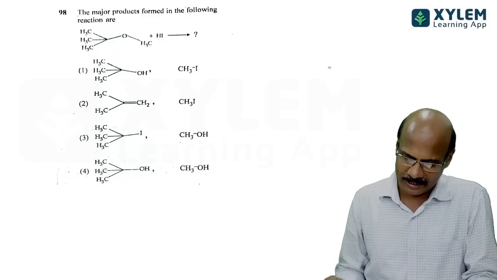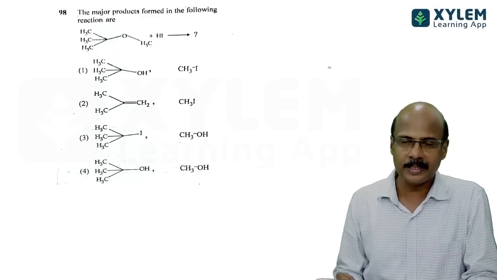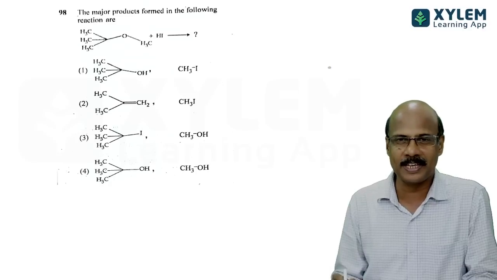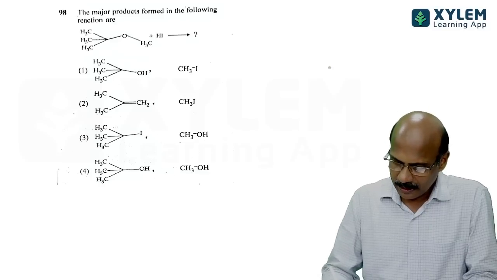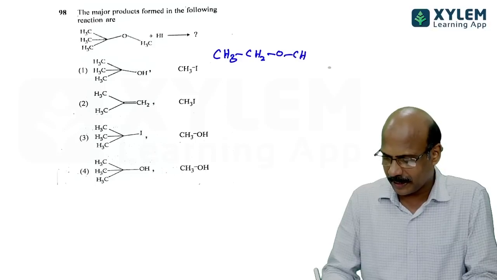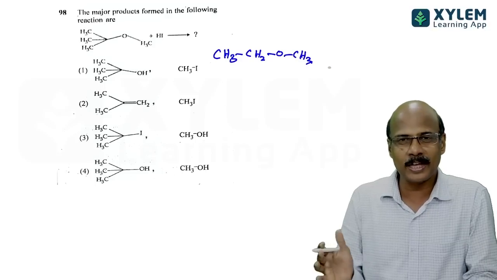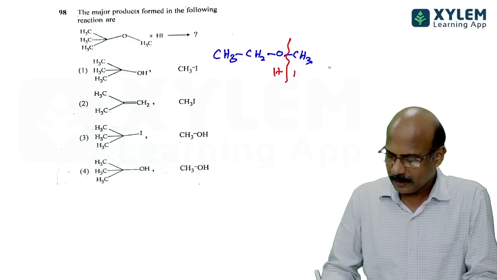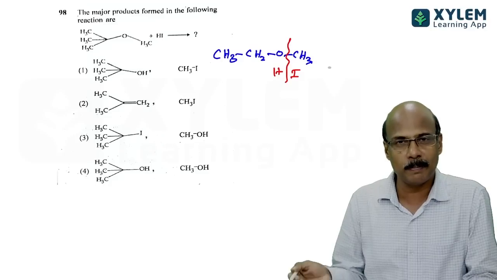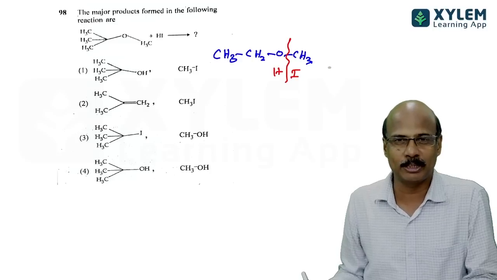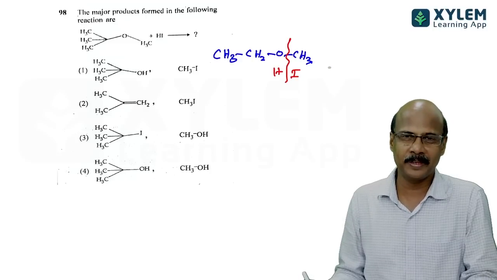Question number 98. The reaction is between ether and hydrogen iodide. You know, the simple generalization is not applicable. What is our simple generalization? When an unsymmetrical ether is treated with hydrogen iodide, we know that the higher alkyl group will form the alcohol. So based on that, we will write that when methoxyethane is treated with hydrogen iodide, we will say the product is ethanol and methyl iodide.